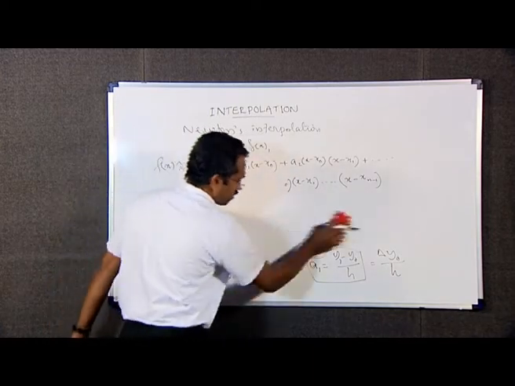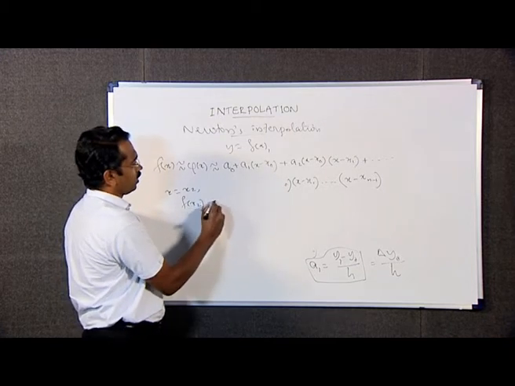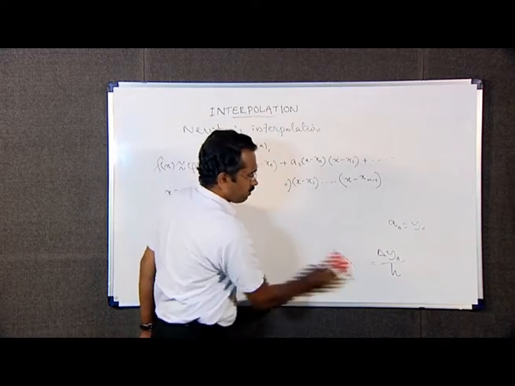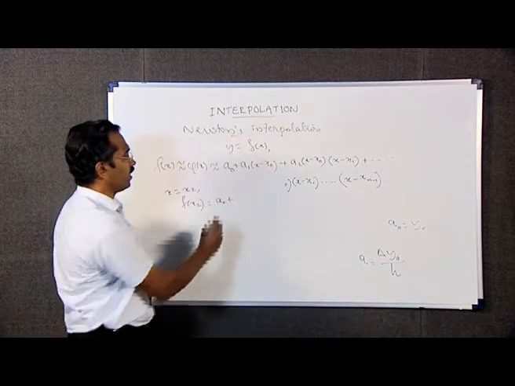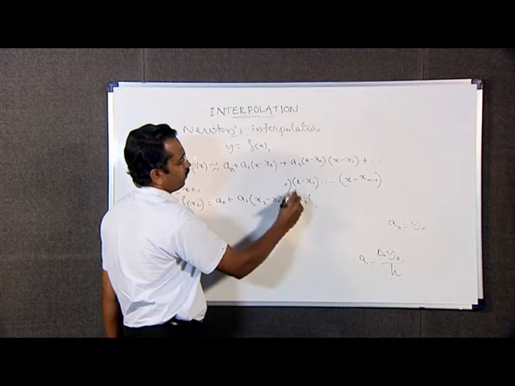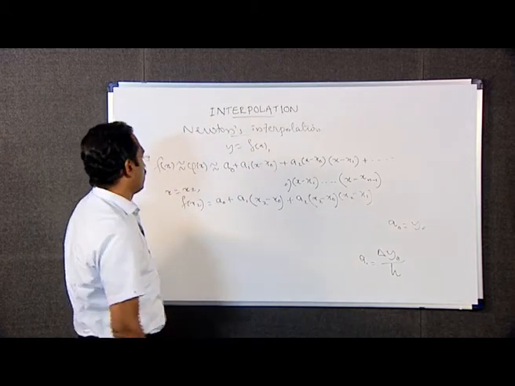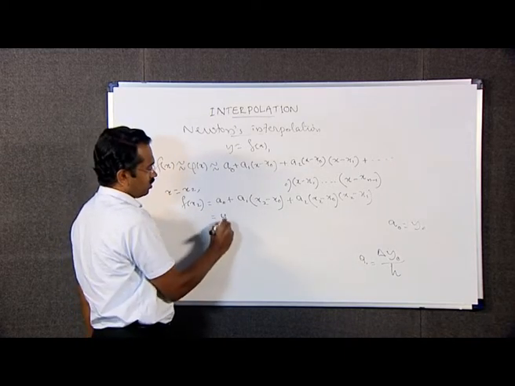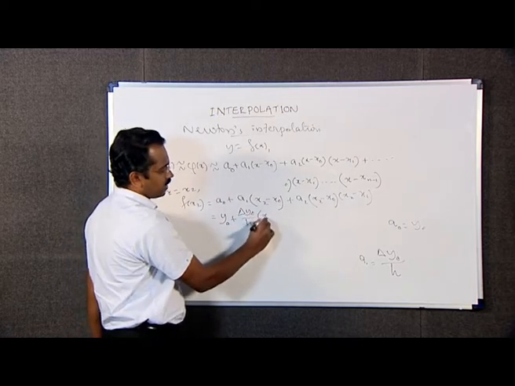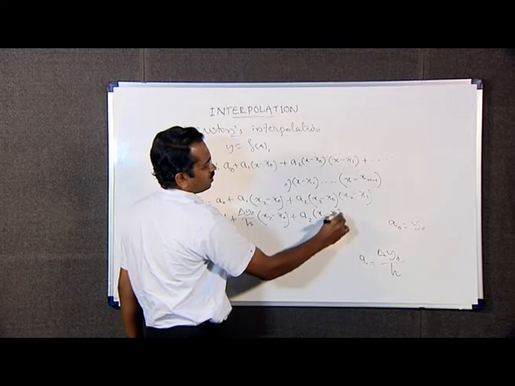Putting x equal to x2 gives, f of x2 is equal to a0 plus a1 into x2 minus x0 plus a2 into x2 minus x0 into x2 minus x1. All the other terms will become 0. The value of a0 is y0, and a1 is delta y0 divided by h. So this is equal to y0 plus delta y0 divided by h into x2 minus x0 plus a2 into x2 minus x0 into x2 minus x1.